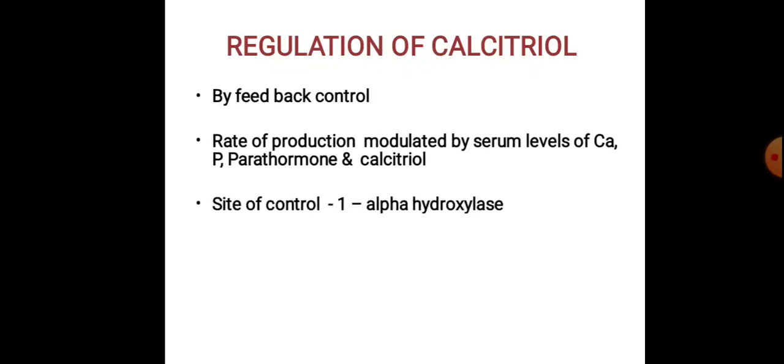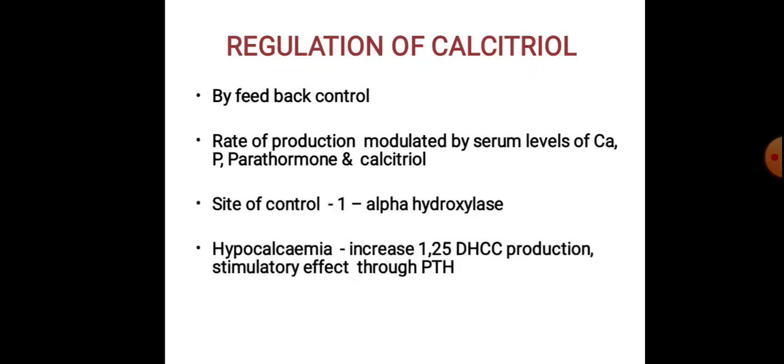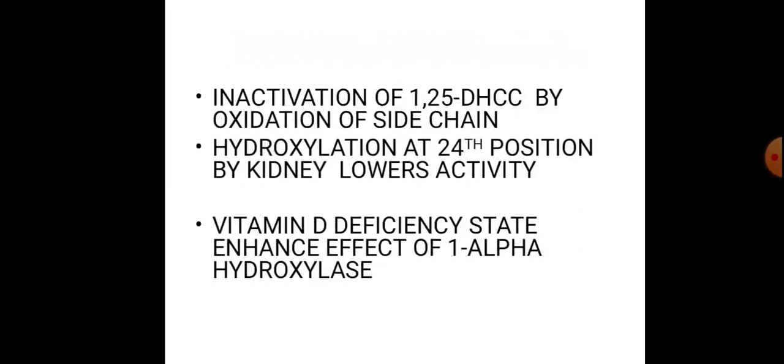The site of control is at the 1-alpha hydroxylase level. If there is hypocalcemia, it increases 1,25 dihydroxycholecalciferol production by the stimulatory effect of parathyroid hormone, whereas hypercalcemia decreases calcitriol. Just remember that it is by feedback control, the rate of production is modulated by serum levels of calcium, phosphorus, parathyroid hormone, and calcitriol, and the site of control is at the level of 1-alpha hydroxylase.